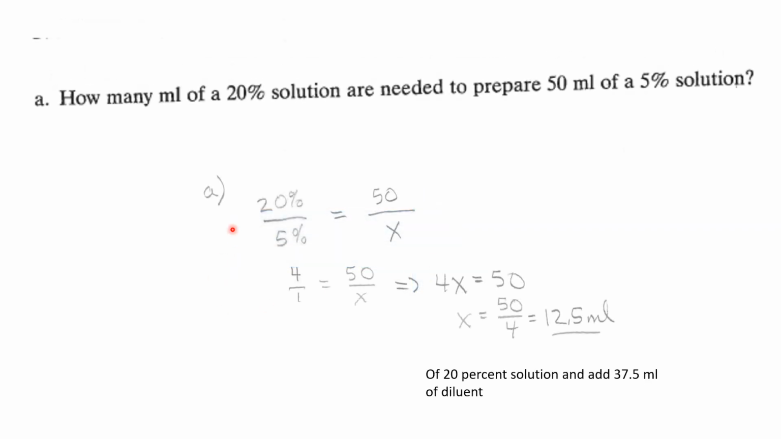Again, this is an inverse proportion. So 20% over 5% is 50 over X. So you want to determine the milliliters of a 20% solution. So what we will do is this is 4 over 1 is 50 over X. We cross multiply, getting 4X is 50. So X is 50 over 4, or 12.5 milliliters. So this is 12.5 milliliters of the 20% solution, and you have to add 37.5 milliliters of diluent. Both of these are parts of the answer.